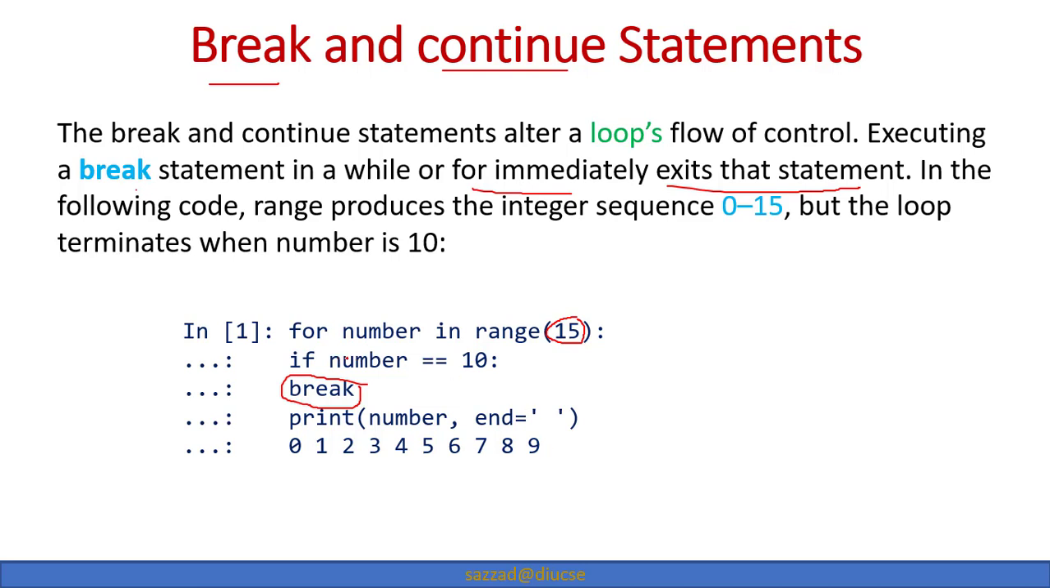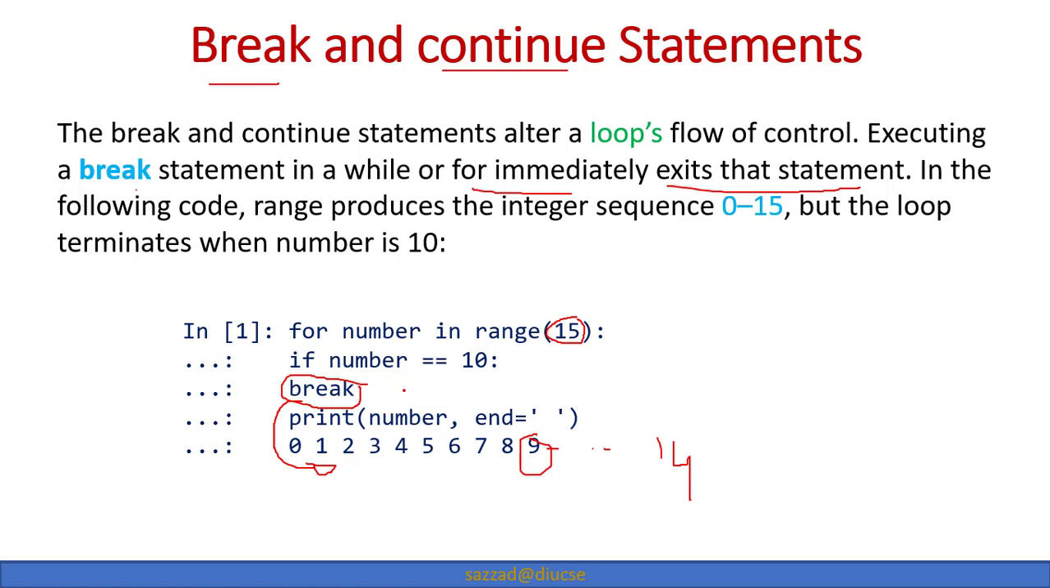You can see that in the previous case, when we used range 15 and did not use break, it displayed from 0 to 14. But in this case you can see it stops at 9. Why? Because we have used break. Whenever the number becomes 10, it will break, skip the following lines, and go to the exit line. So that's how break works. If we want to exit the loop whenever some pattern is followed, at that particular time we can use break.